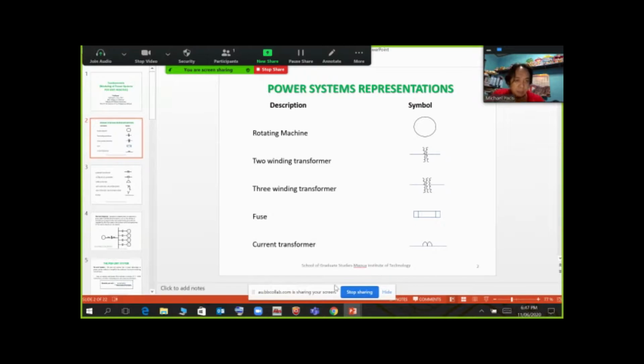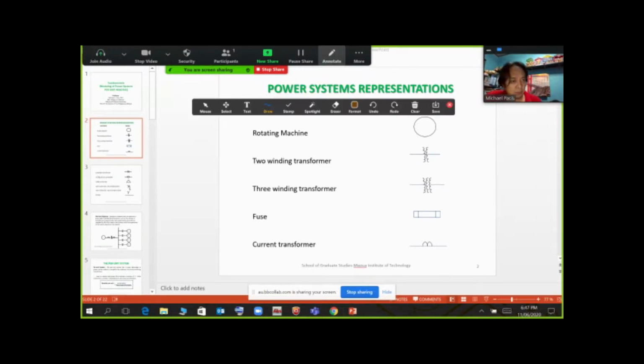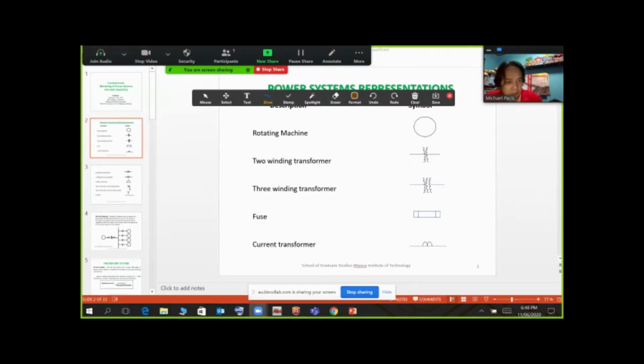Okay, the first symbol here is a circle. So when you have a circle, we have two types of machines that we can have the symbol. We can have a generator and we can have a motor. So a rotating machine is modeled by using a circle, okay, with a G or M. We have a two-winding transformer.